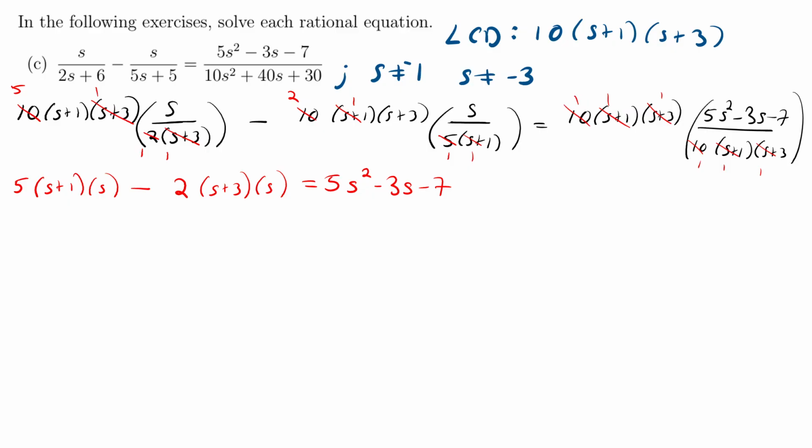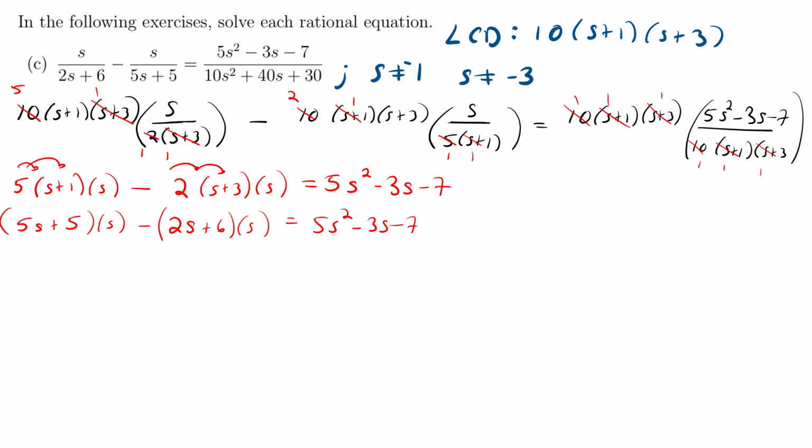But let's simplify this. So on the left, we end up with 5s plus 5 times s minus 2s plus 6 times s equals 5s squared minus 3s plus 7. So I start by distributing my 5 and my 2. Now I'm going to distribute again. So this is going to become 5s squared plus 5s minus, don't forget the minus goes to everything, right? So minus 2s squared minus 6s equals 5s squared minus 3s minus 7.